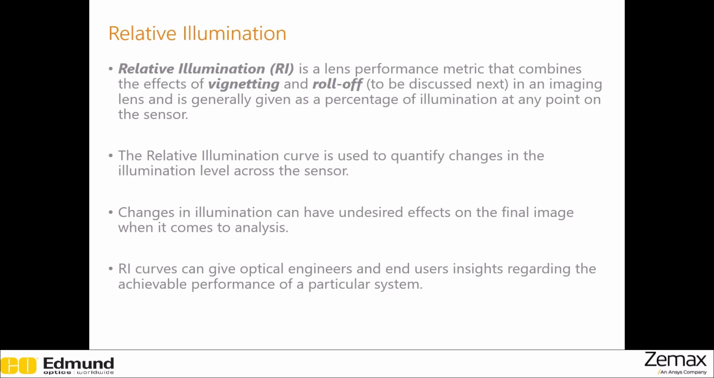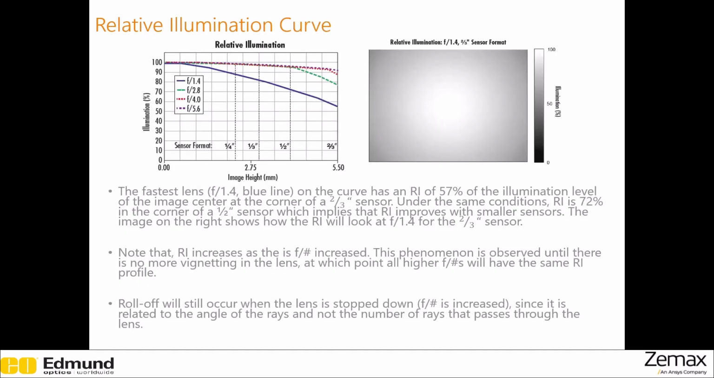this section. This RI, or relative illumination, is given as a percentage of illumination at any point on the sensor relative to the field position with maximum level of illumination. As an example, we can see this relative illumination curve, or RI curve. It starts with 100% and decreases as we move along the sensor.